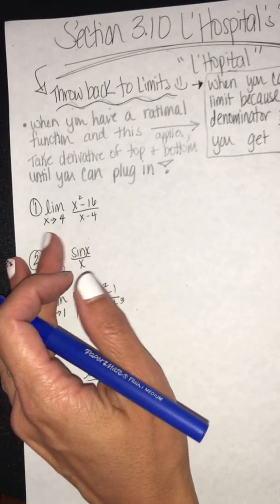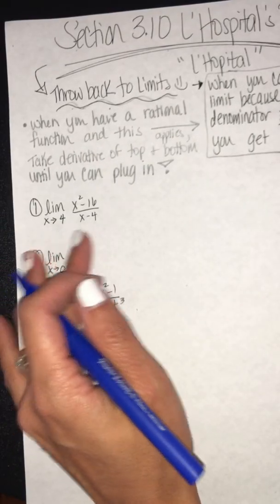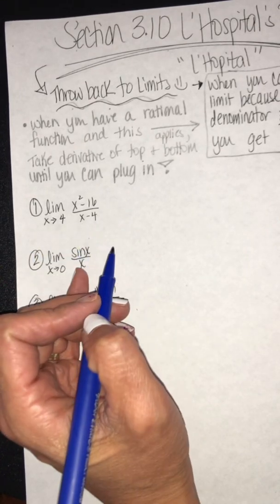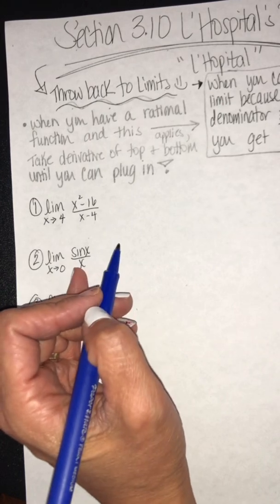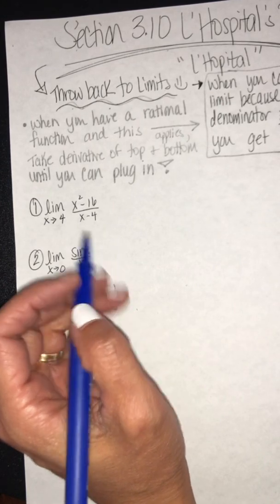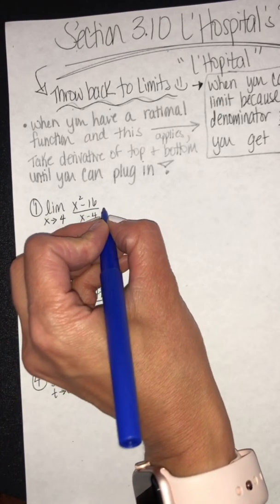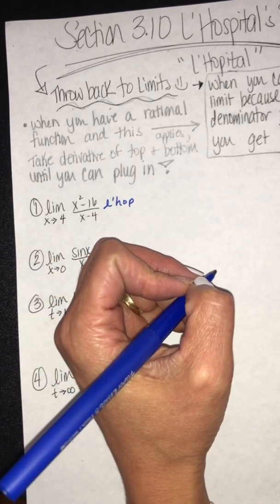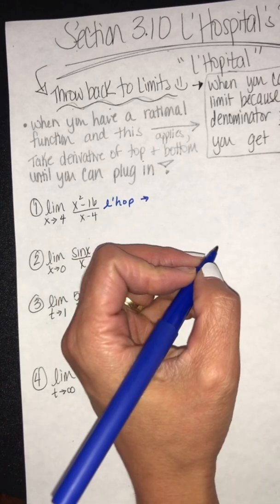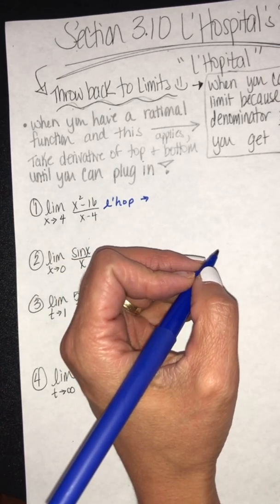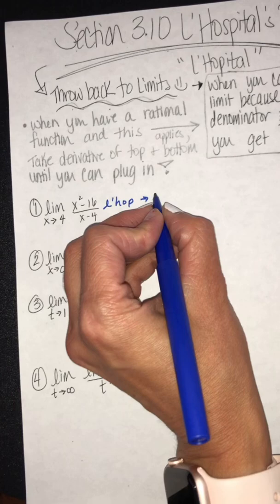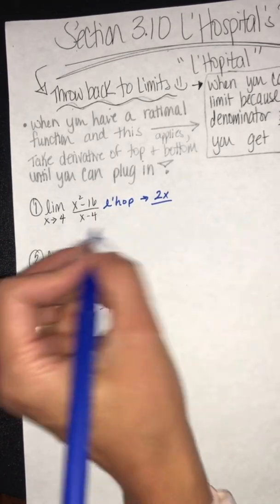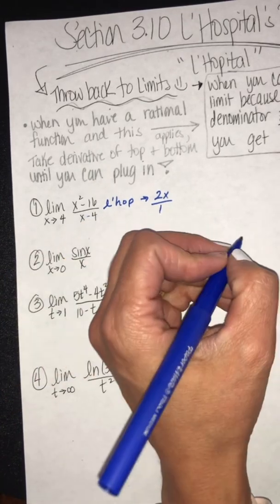Number 1, we're finding the limit as x approaches 4 of x squared minus 16 over x minus 4. I can't plug in a 4 for x right now because 4 minus 4 is 0 and I will have a 0 in the denominator. So I'm going to have to use El Hôpital's rule, the LHOP, and take the derivative of the top and bottom until I can plug in the 4. So let's take the derivative of the top of x squared minus 16. That would just be a 2x. The derivative of x minus 4 would just be a 1.